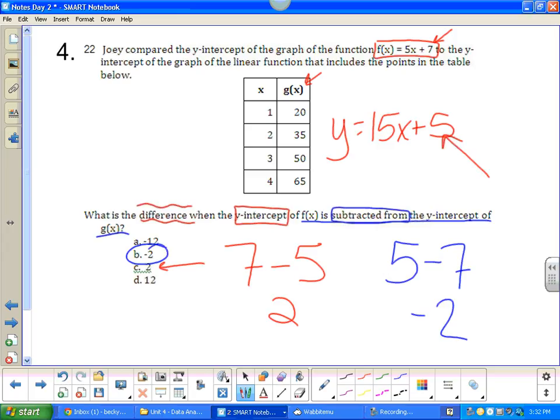So number 1, find both your equations, and they gave you one, so find the other one and focus on the y-intercepts. And then number 2, figure out who's being subtracted from who. If you see the word subtracted from, then f of x is not going to come first. It's going to come second, and g of x is going to come first. If you don't see the word subtracted from, then you subtract it normal and don't flip anything around.